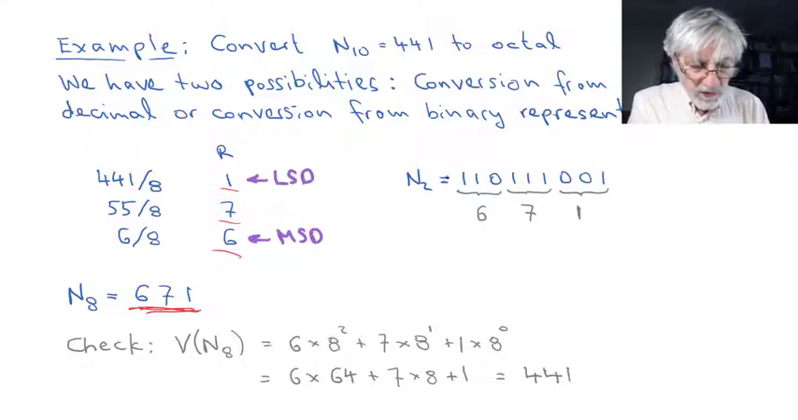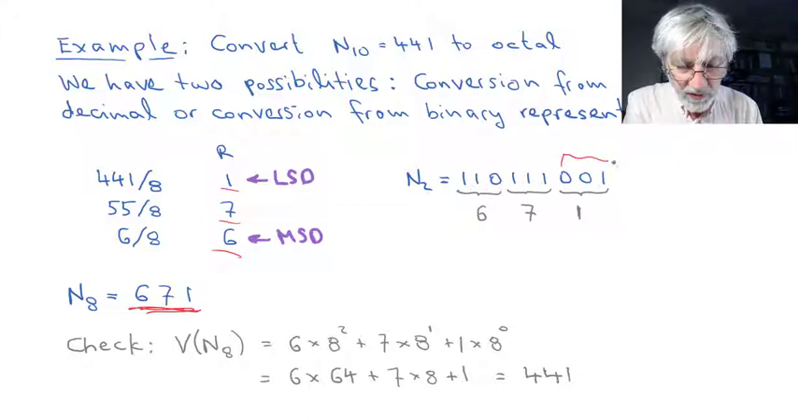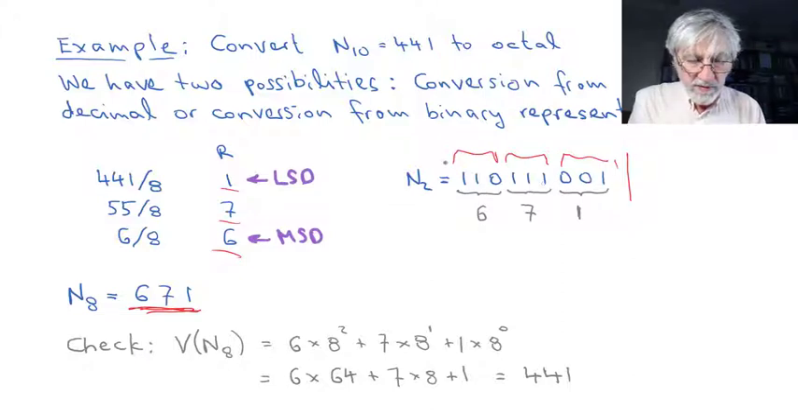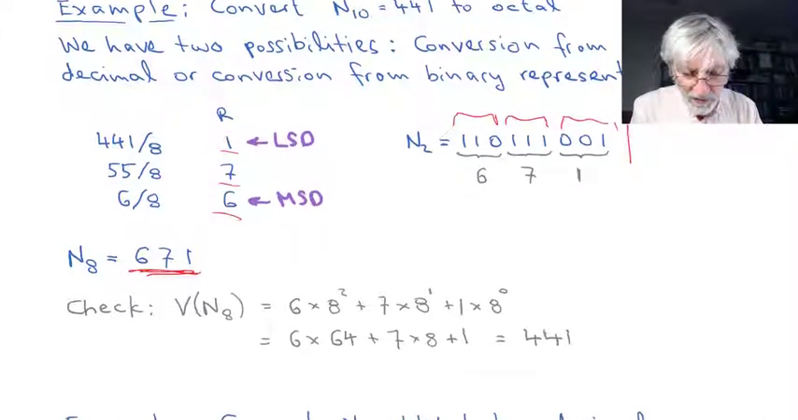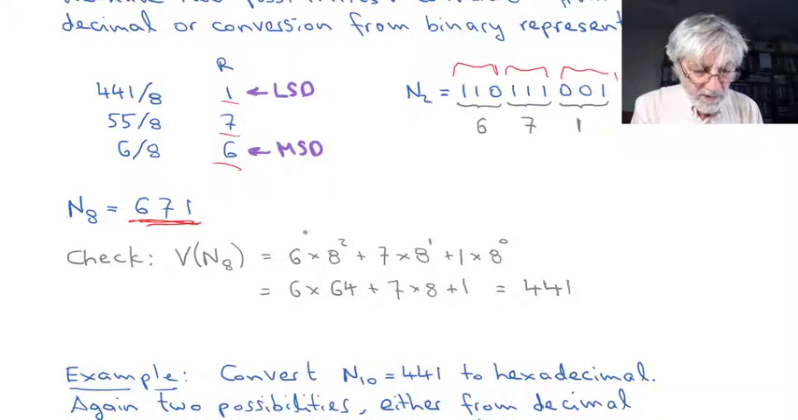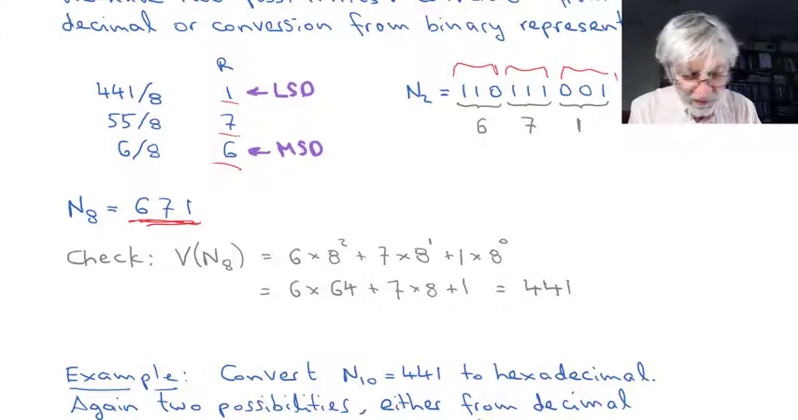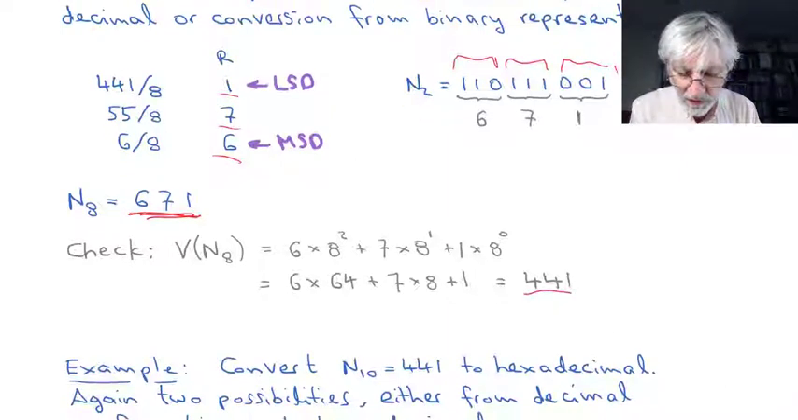And if we go back to the binary representation of the number that we had, that was 110111001, so we partition it into groups of 3 bits, starting from the right side, and we get 6, 7, and 1. And so we again have the number N8 equal to 671. And the check, as usual, 6 times 8 squared plus 7 times 8 plus 1 times 8 to the 0, and that is 441 again.